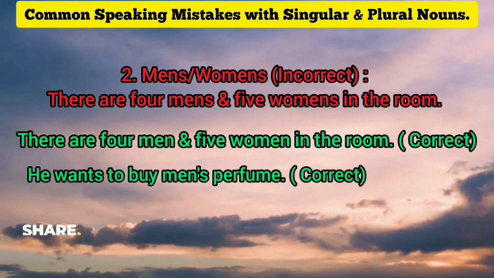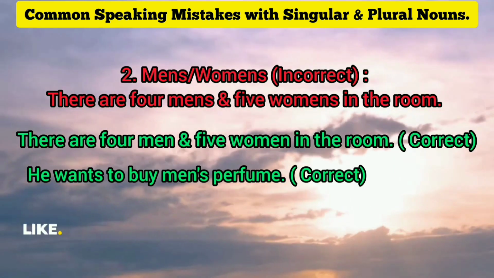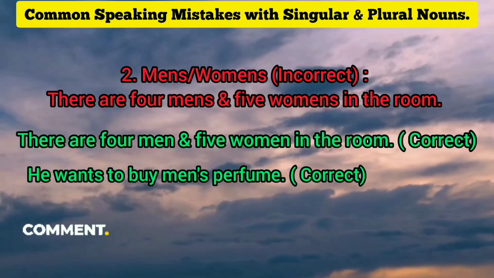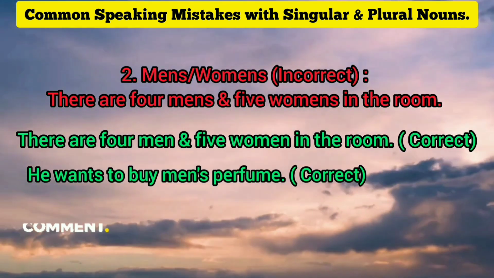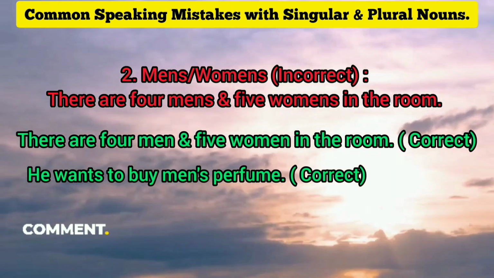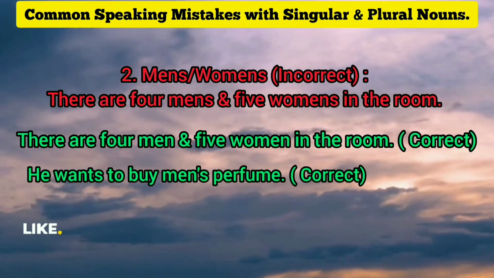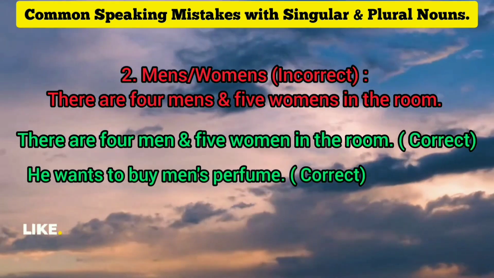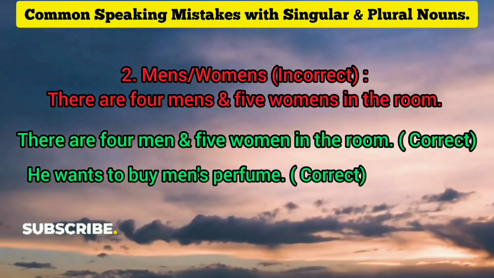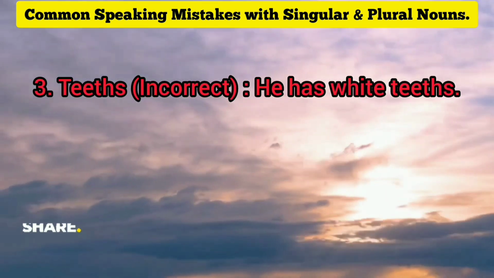women's garment. That's correct, but we cannot say there are 4 women's or there are 5 men's. So they are incorrect. There are 4 women and 5 men. They are already plural. I'm quite sure it's clear, and I'm quite sure next time you won't commit this mistake. Up next, we will see the third one.